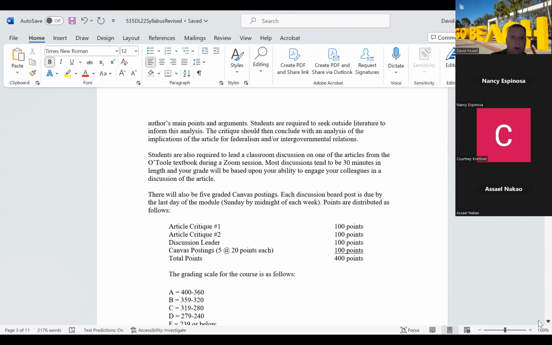I've read the article multiple times. Your classmates have read the article. So we all kind of know what the article is about, but just give us a brief description of this is what the author's argument is. This is what the article is about.